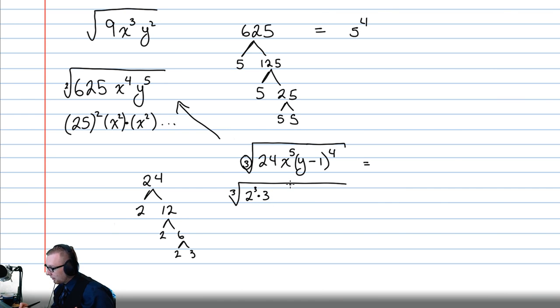X to the power of 5 is what? X cubed times x squared, right? I don't know, but okay. Well, remember with exponents, if it's got the same base and they're multiplied together, you just add the exponents. A plus B. Exactly, right? So we can rewrite it just like we did here, going backwards. So x to the power of 5 is x cubed times x squared. What about y minus 1 to the power of 4?